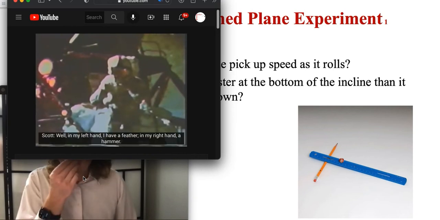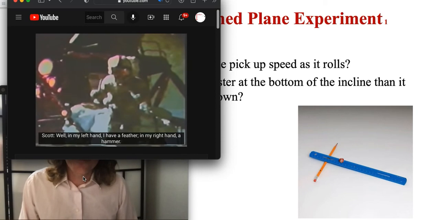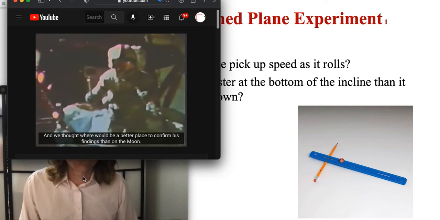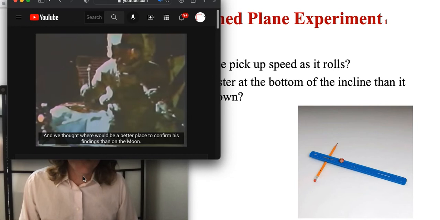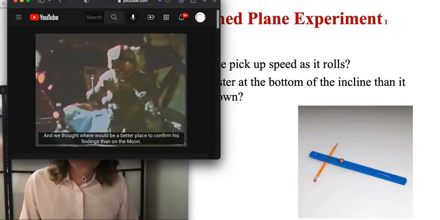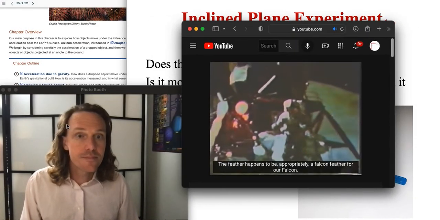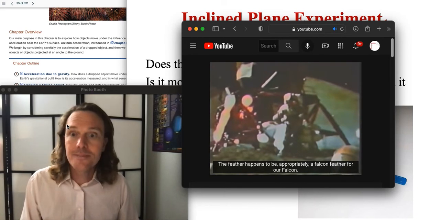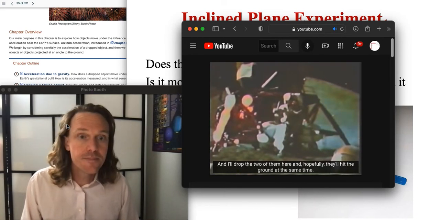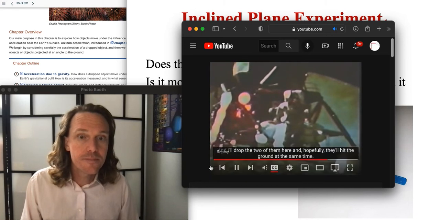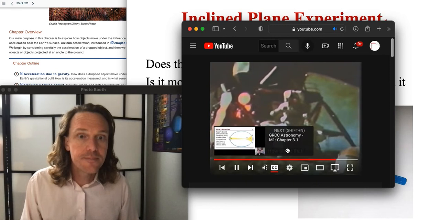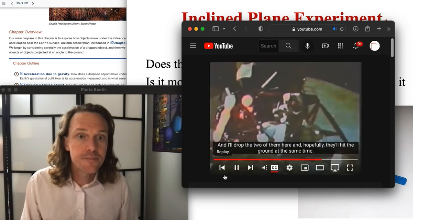Well, in my left hand I have a feather, in my right hand a hammer. And I guess one of the reasons we got here today was because of a gentleman named Galileo a long time ago who made a rather significant discovery about falling objects in gravity fields. And we thought that where would be a better place to confirm his findings than on the moon. And so we thought we'd try it here for you. The feather happens to be appropriately a falcon feather for our Falcon. Yeah, Falcon mission. And I'll drop the two of them here, and hopefully they'll hit the ground at the same time. Yeah. How about that? You see? They'll hit the ground at the same time.